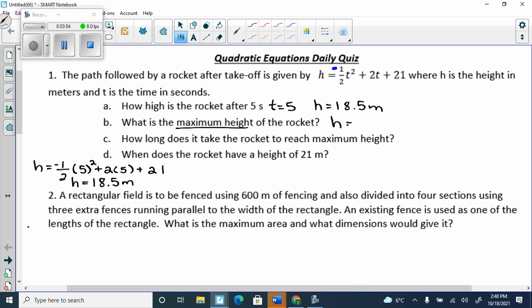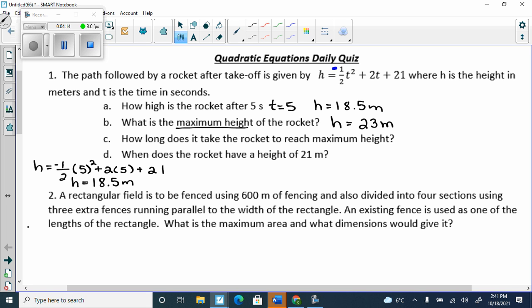And we should have gotten what? H equals what? 23. There it is.